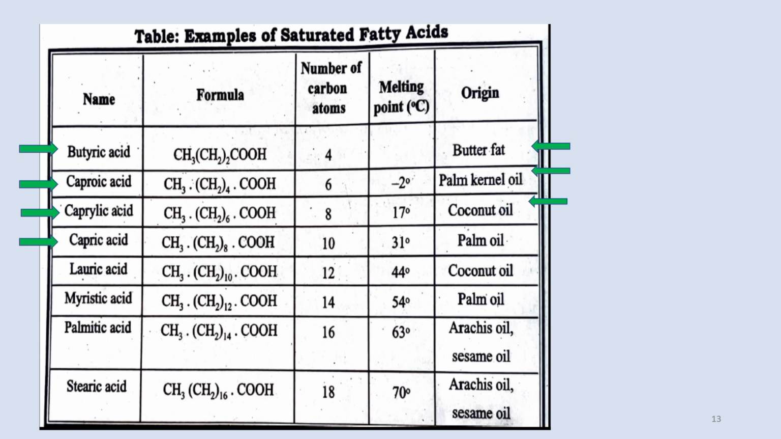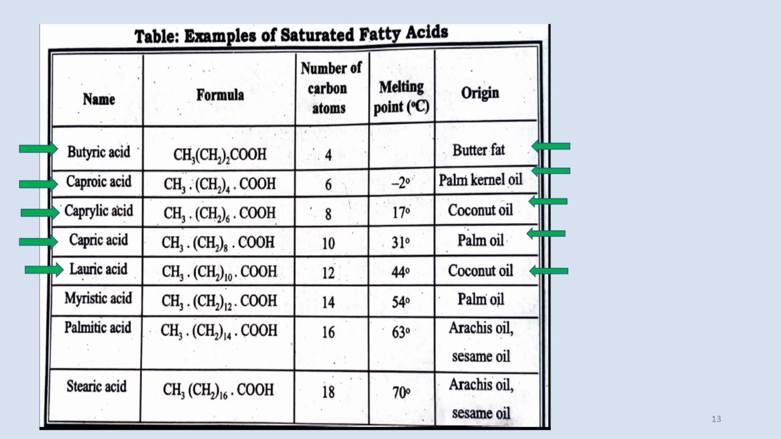Capric acid has a 10 carbon atom long chain, and 31 degrees centigrade is the melting point, and it is present in palm oil. Lauric acid is a 12 carbon atom long chain acid, which has a melting point of 44 degrees centigrade, and its origin is coconut oil.